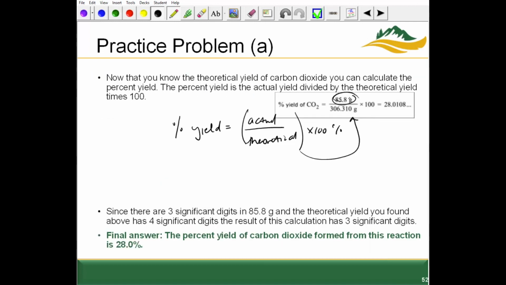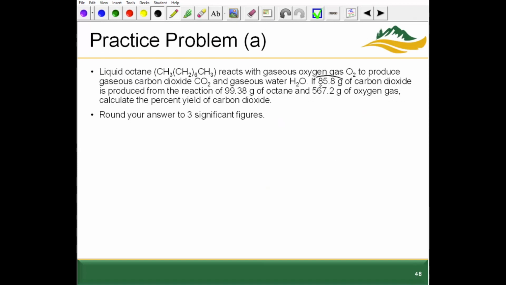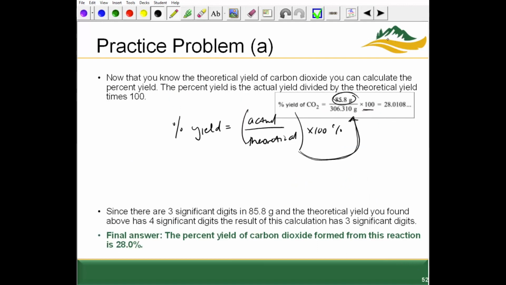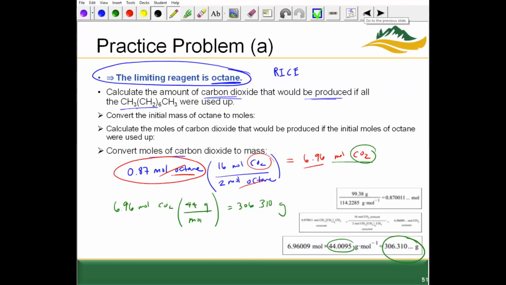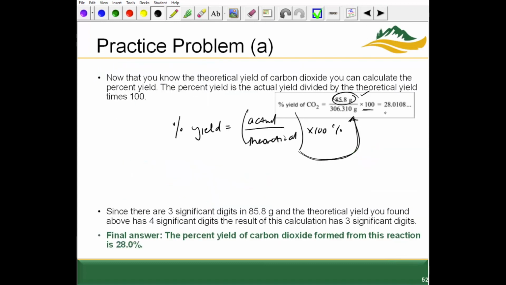So our actual yield over our theoretical yield times 100%. So our actual yield right here, our theoretical yield we just figured out on the last slide, then times 100%, then 28.0108%, and we put that into 3 sig figs. So our final answer is 28%. This is our percent yield of CO2.